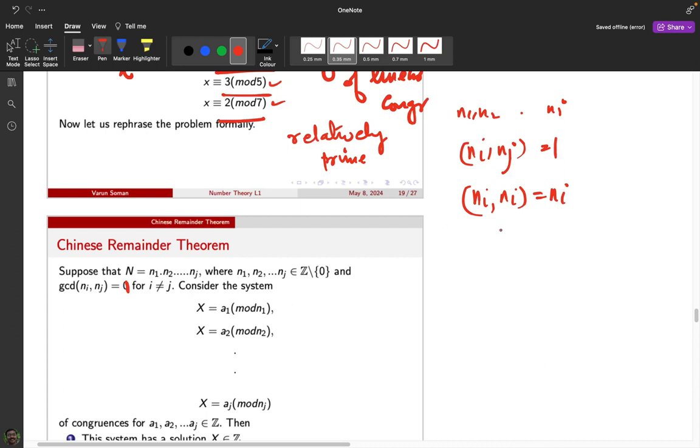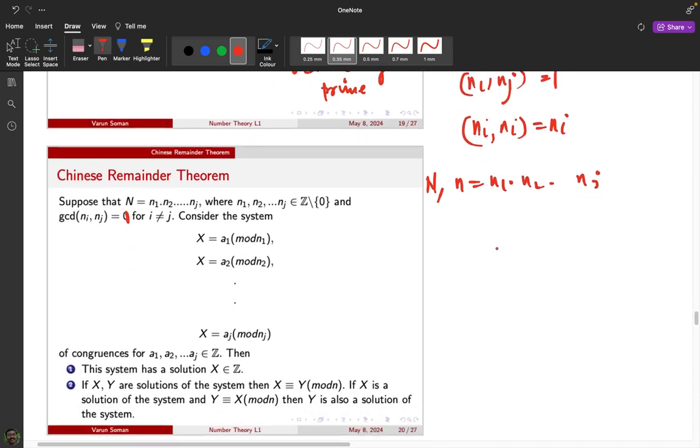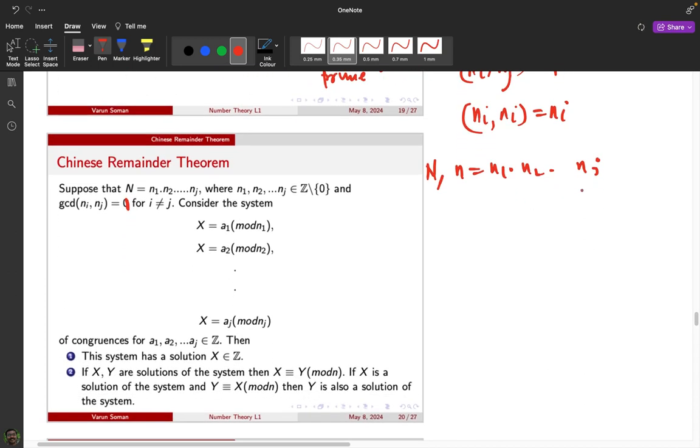I am taking these relatively prime numbers, and I am going to take my n as n1 into n2 into etc. nj. I may use small n or capital N. It actually means n1 into n2 etc. nj. These are non-zero numbers; if it is 0, the result would be trivial. I have to find a solution x which satisfies this.